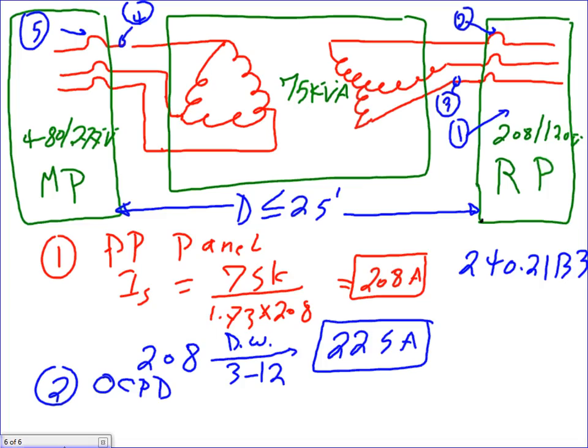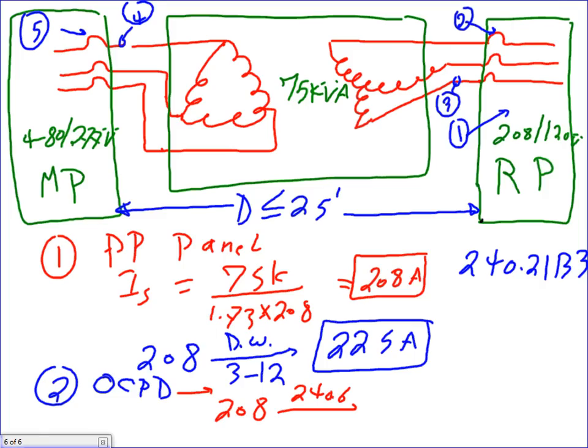So this is not a secondary transformer protection. What I'm sizing right now is not a secondary transformer protection. It's a protection for the panel. Okay, so let's say the overcurrent protection device. This is how I do it. We're going to do the 208. So I'm going to take the same thing, 208.